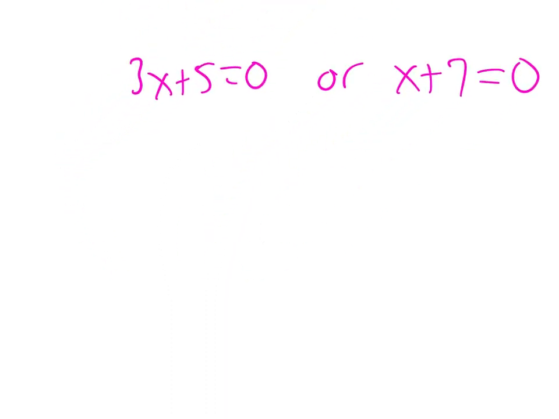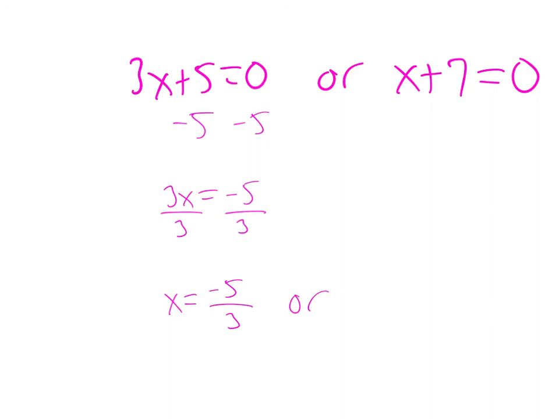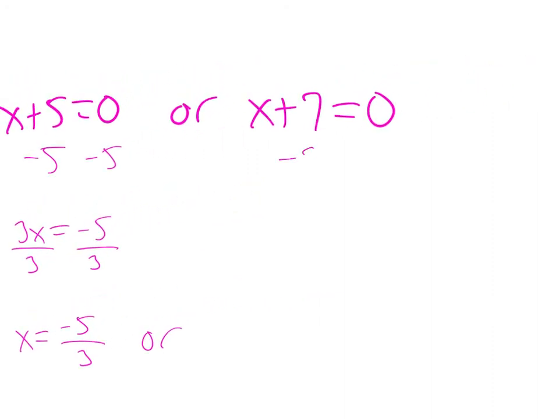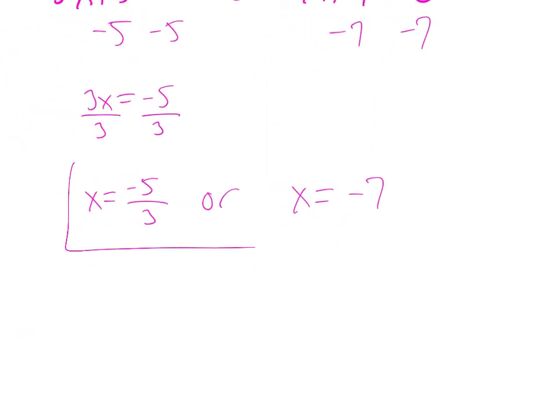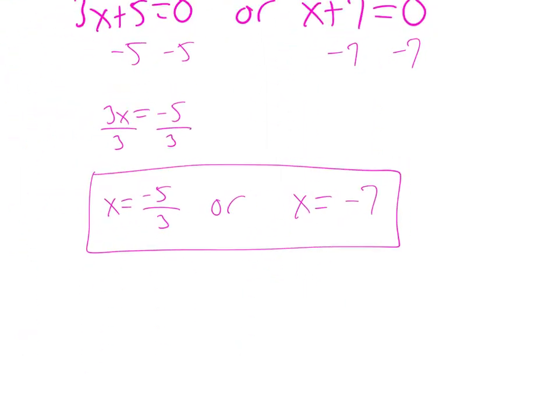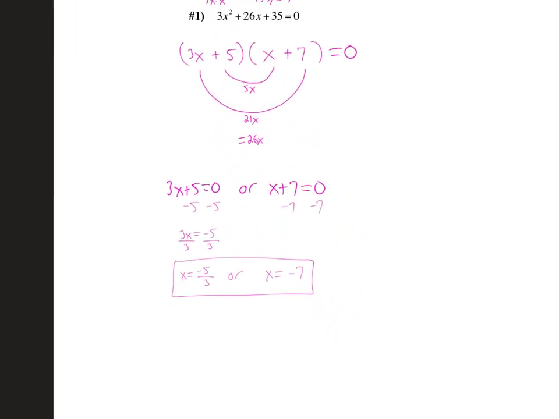All right, how do we solve this now? We're going to subtract 5. 3x equals negative 5. Divide by 3. x equals negative 5/3. Or, over here, how do we solve for x? Subtract 7. x equals negative 7. So here is our answer. If you were to plug these into x in the original equation, they would make it equal to 0.